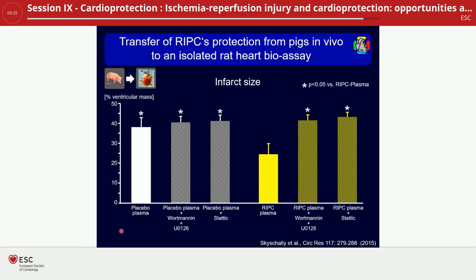The white and yellow shows actually the difference between placebo and the preconditioned pig plasma. So we see the infarct size reduction in the rat heart. But now it's not only the STAT3 pathway, which when being blocked abrogates protection, but it's also, with using Wortmannin and UO, it's also the AKT-ERK pathway. So it's not only the transfer from one individual to another, from one species to another, but the two species have different signal transduction pathways to achieve the same thing, that is eventually infarct size reduction.